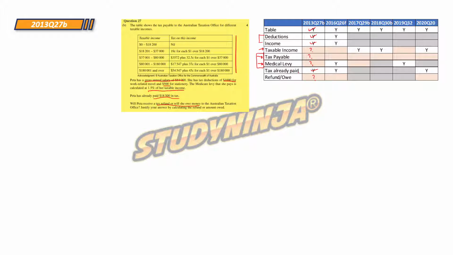From this amount, deduct what she has already paid, which is 18,500, and you will get either a positive or negative balance, which would be either a refund or she owes more money. So that's what happened in 2013, question 27. Let's move on.